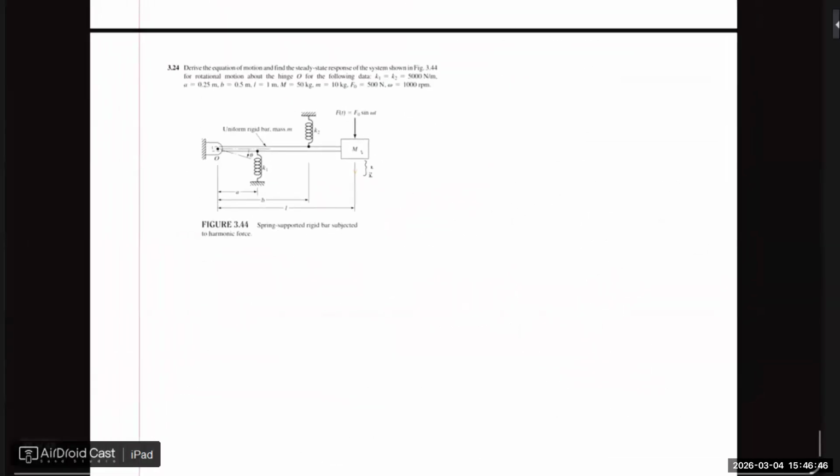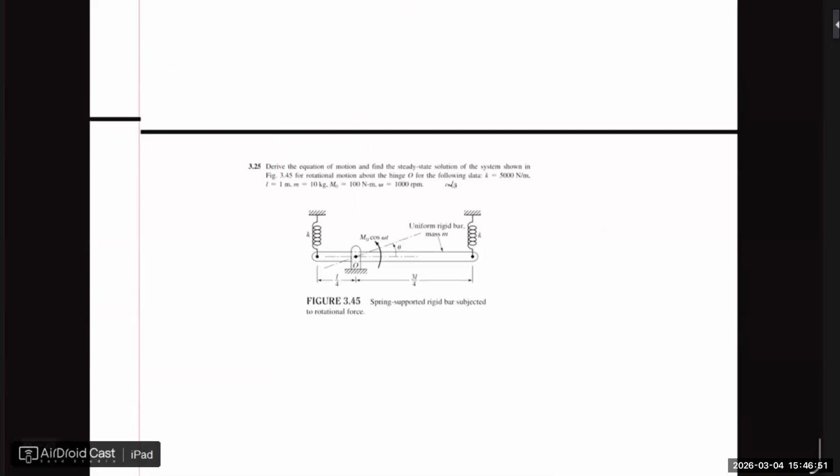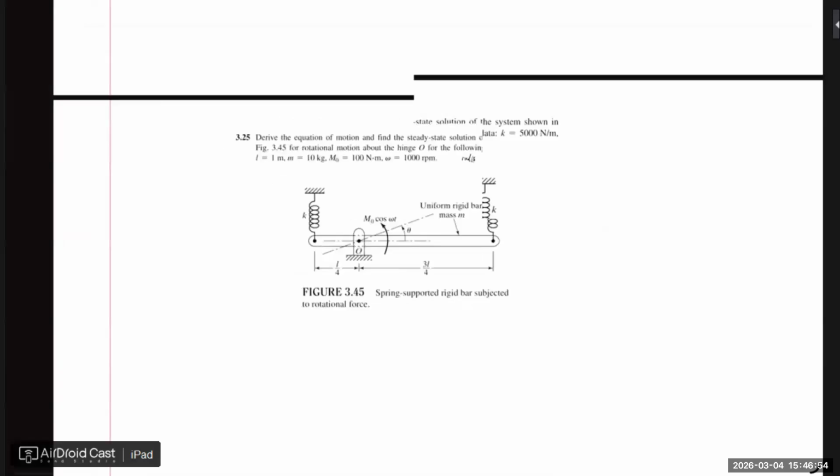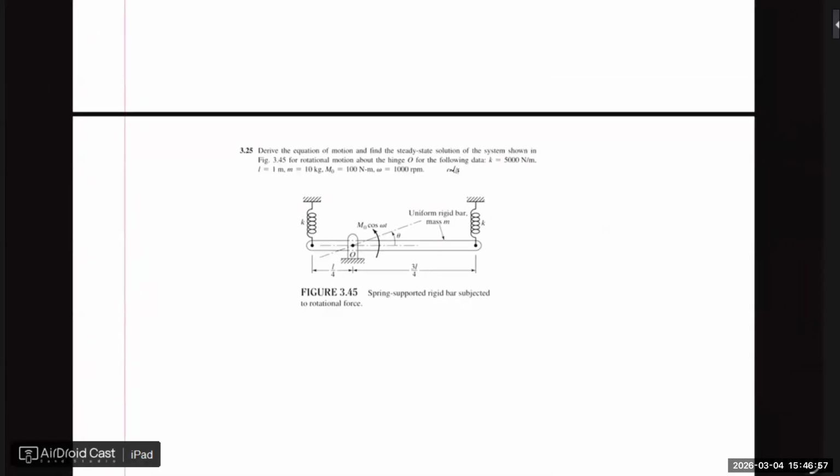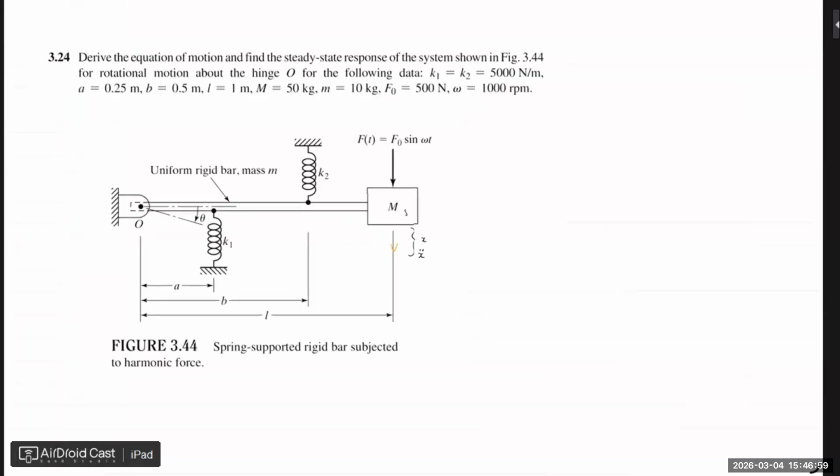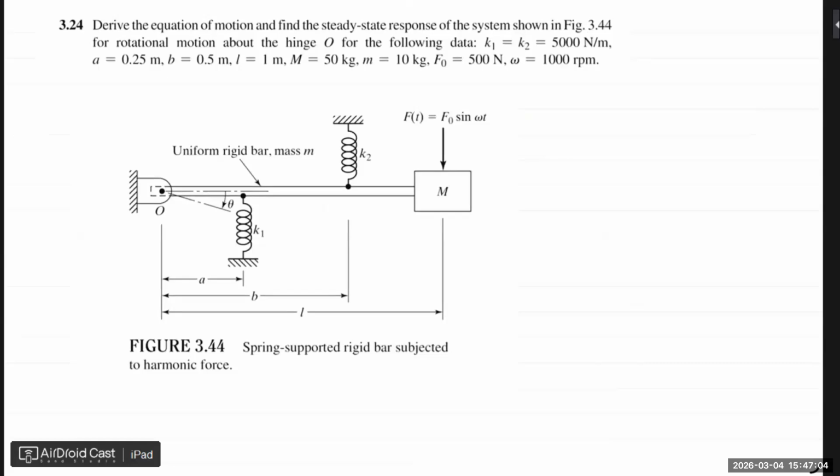Let's have a look at which one here, this one there, or this one here. That one. All of them is important, but let's do this one here. Like I said, it will be nice if we can do everything, but let's do this one here. So they say here, derive the equation of motion and find the steady state response of the system shown in this figure for rotational motion about the hinge for the following data. Then they give everything to us.